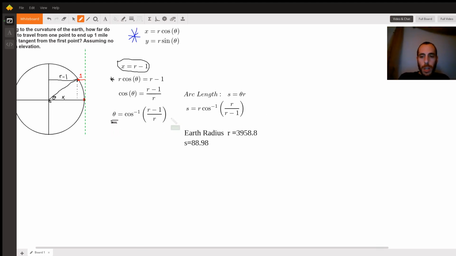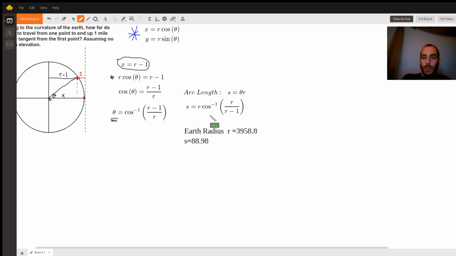Now, remember the arc length formula here, because once you know the angle and you know the radius, you know the arc length. The arc length S is equal to theta times r, and this is in radians here. So S is equal to theta, which is the inverse cosine of r minus 1 over r, times r. And this now is our final formula for finding the arc length.